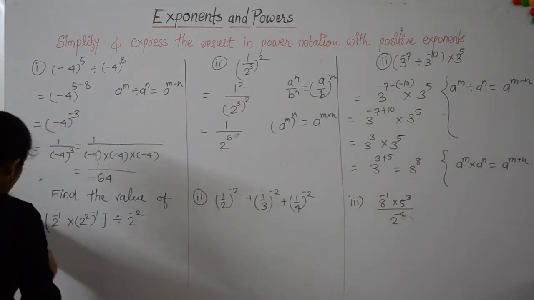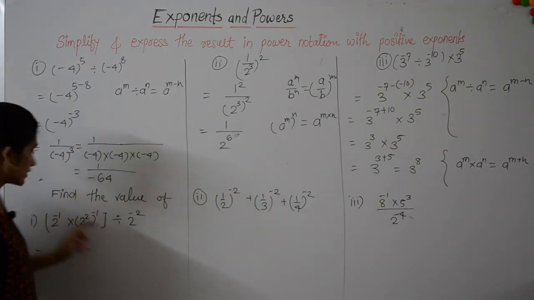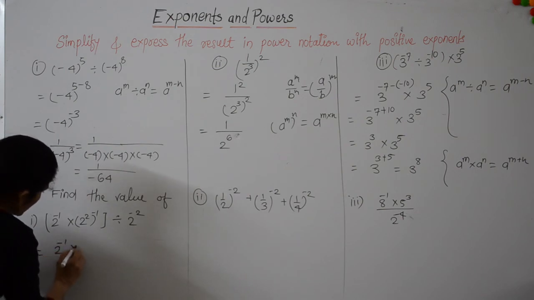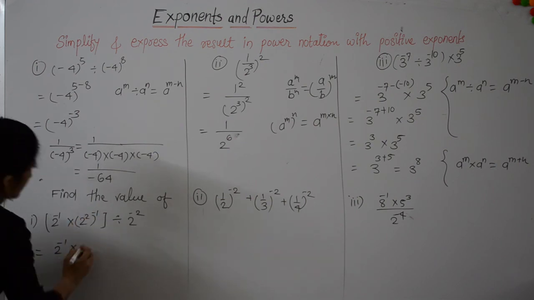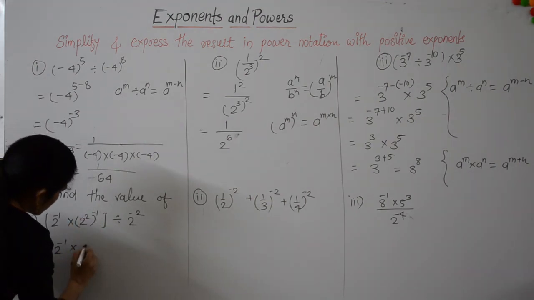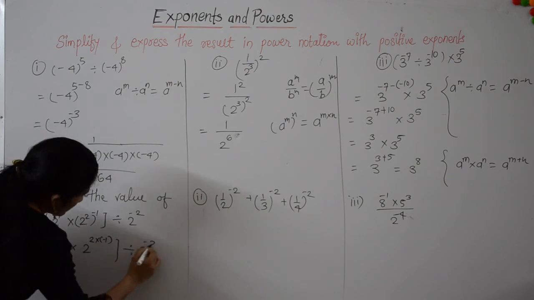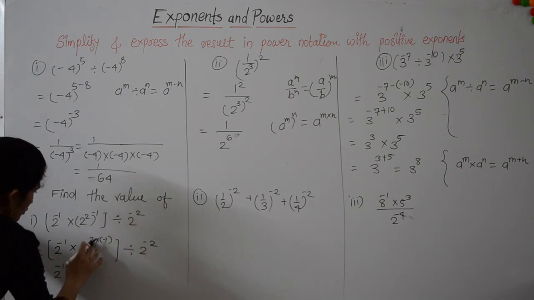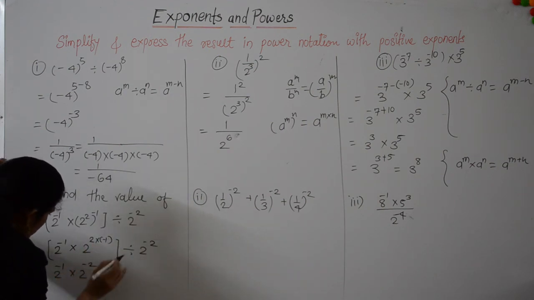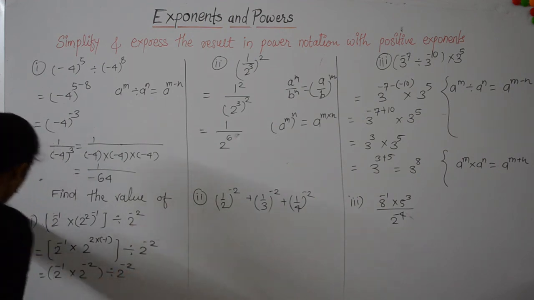Find the value of. First solve the bracket. Okay, 2 raised to power minus 1 into, here use the power law, 2 square to the power minus 4. So this exponent will get multiplied. 2 into minus 1, 2 raised to power 2 into minus 1. Okay, this is in bracket, divided by 2 raised to power minus 2, which is equals to 2 raised to power minus 1 into 2 minus 1, that is 2 raised to power minus 2, divided by 2 raised to power minus 2.